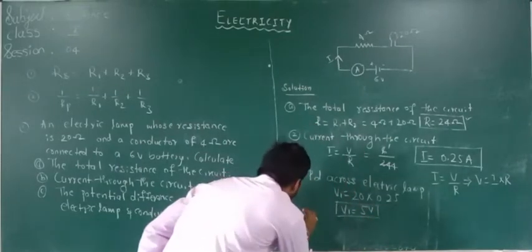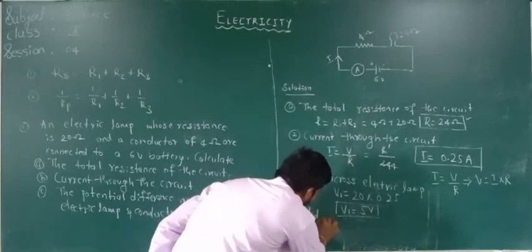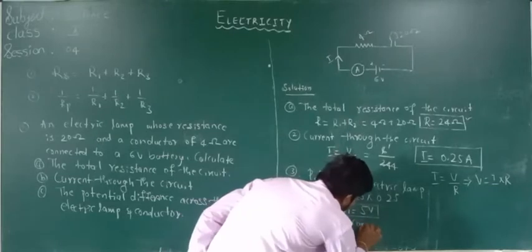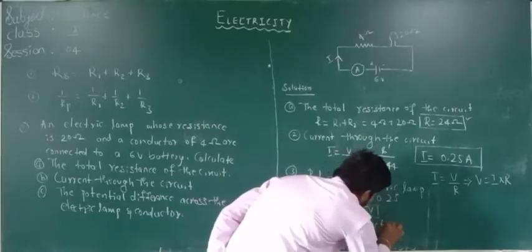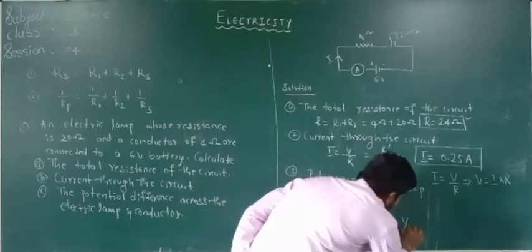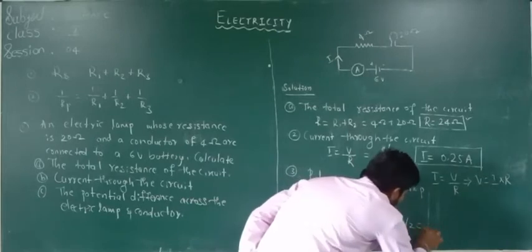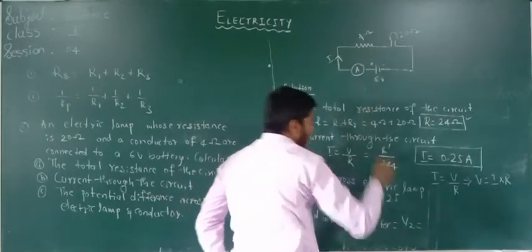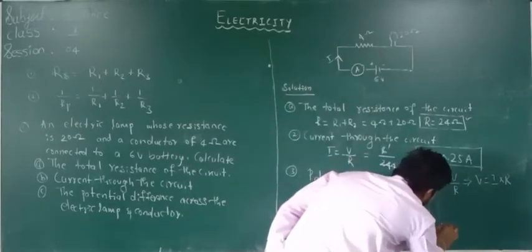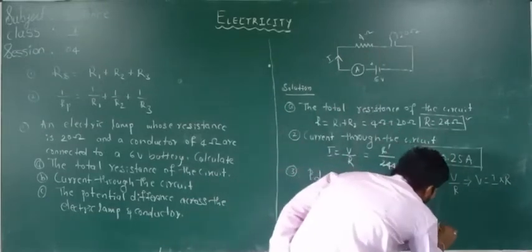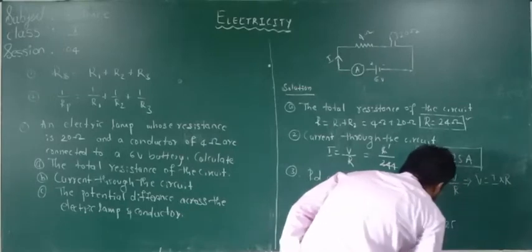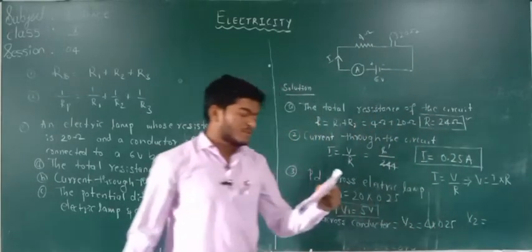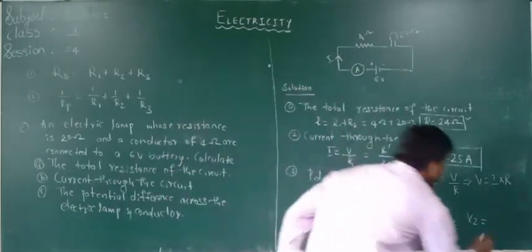And now the PD across the conductor is V2, equal to again the resistance of the conductor, 4 ohm, into the current I is equal to 0.25. That is V2 is equal to, how much do we get? That is 1 volt.